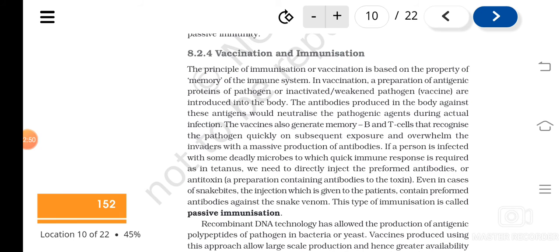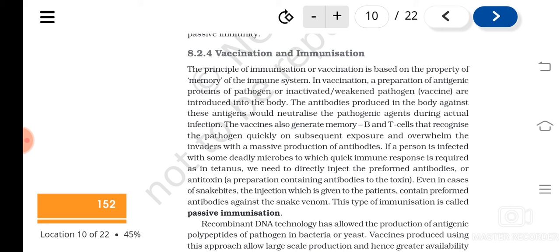So as I told, vaccination and immunization are examples of passive immunity. Okay? The principle of immunization or vaccination mainly depends on the property of memory of the immune system. Understood? So in vaccination, what are we doing?